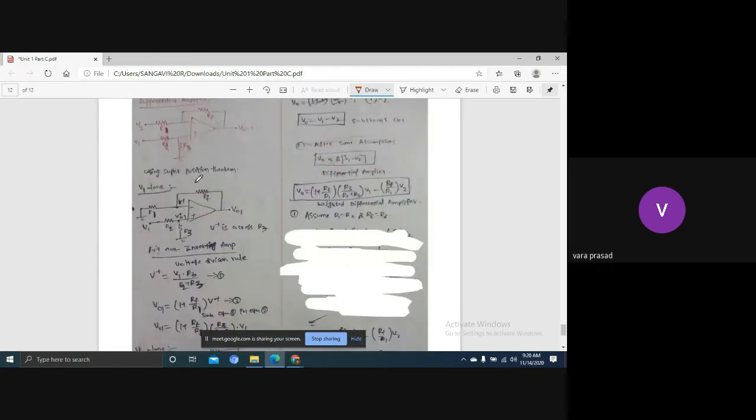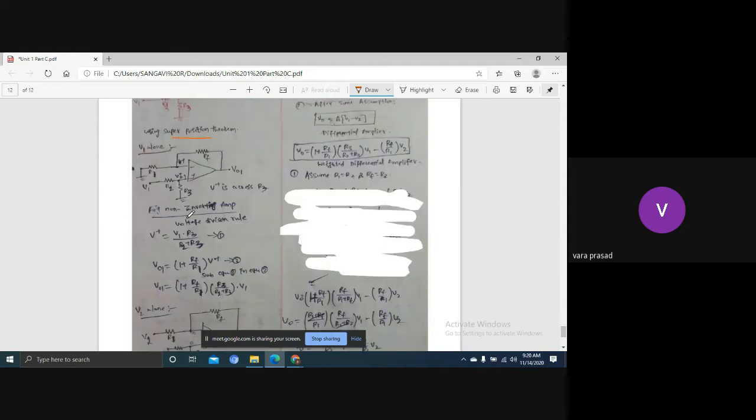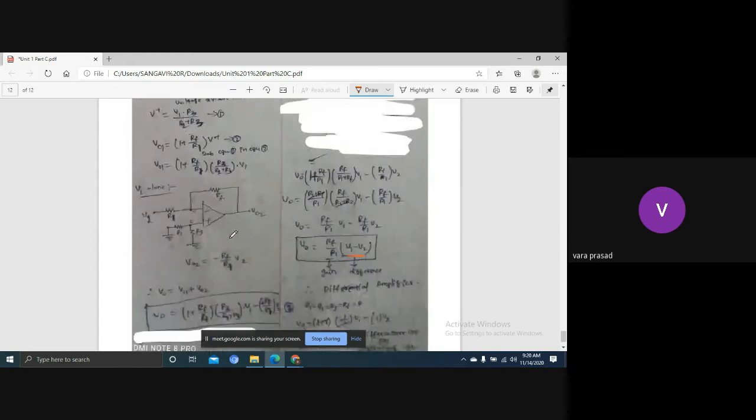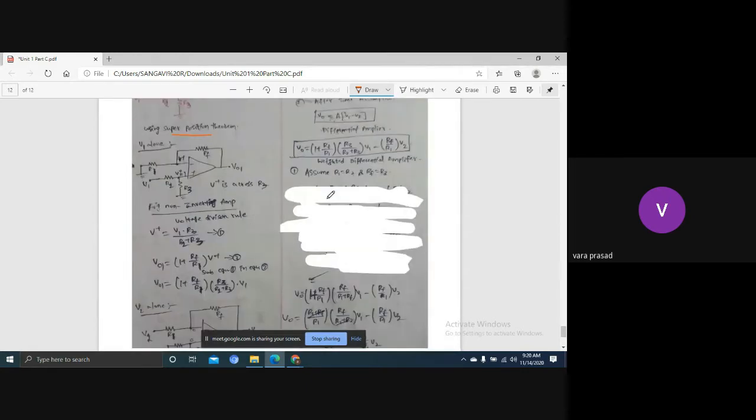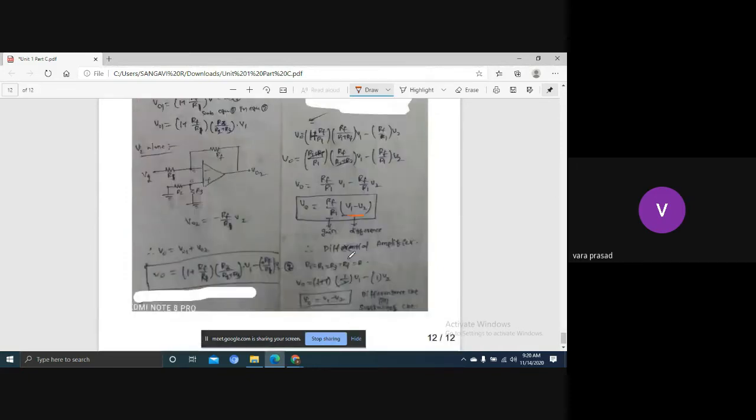Use the superposition theorem. I hope you already studied it in networks. Make V2 zero and apply V1, do the nodal analysis or apply the voltage division rule. Next do the same for V2. If you combine these two, then we get the answer. The answer is very important: V0 equals RF by R1 times (V1 minus V2).